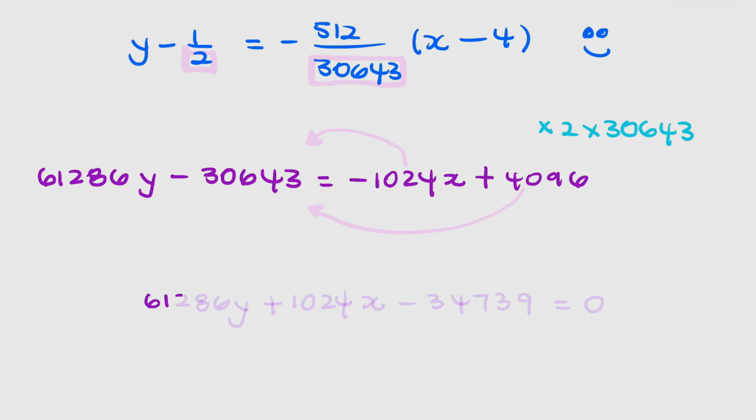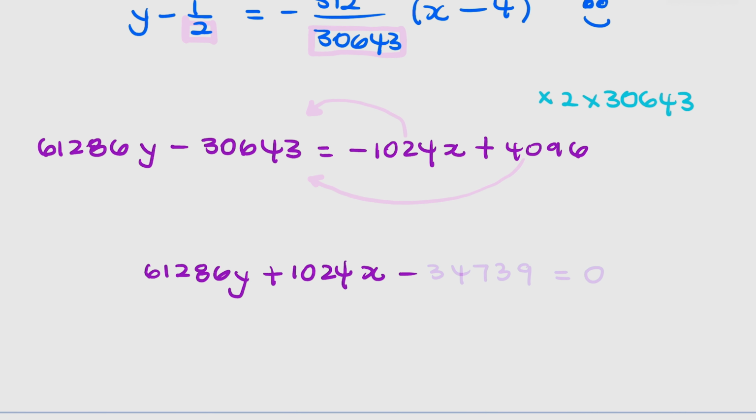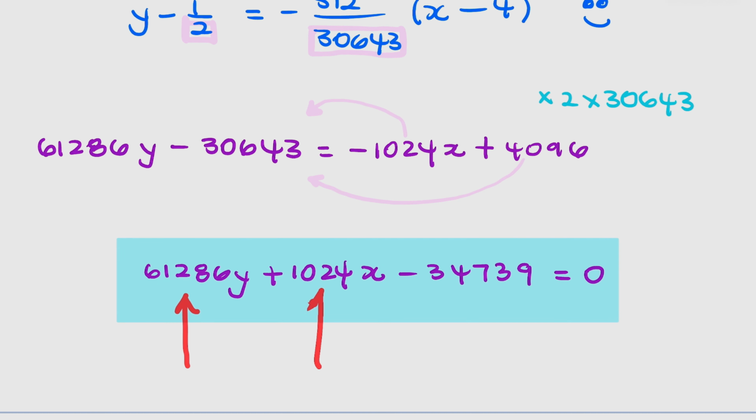And that will give you 61286y plus 1024x minus 34739 equals 0. And that is the equation of your normal. So it's good to express your equations in a form where you have integer coefficients and it's equal to 0. So this is the way in which your final answer should be expressed.